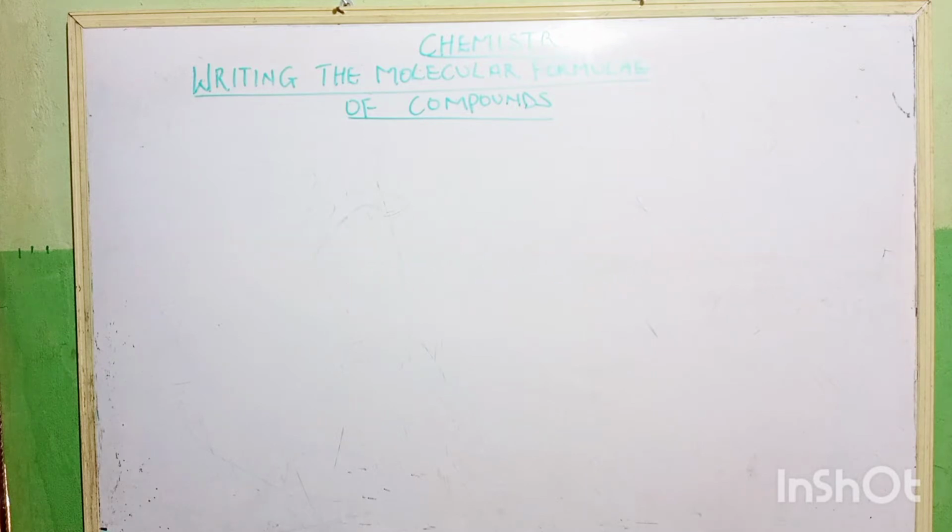Now, we need to note something. We should note that the values of the charges are written down as subscripts after the symbol of elements or radicals. The subscript 1 is not normally written, meaning in writing chemical formula, we don't write subscript 1. We start writing from subscript 2. Let's look at the first example.